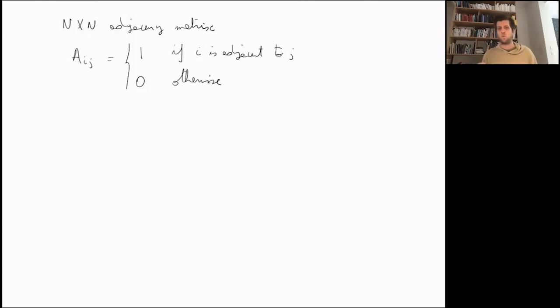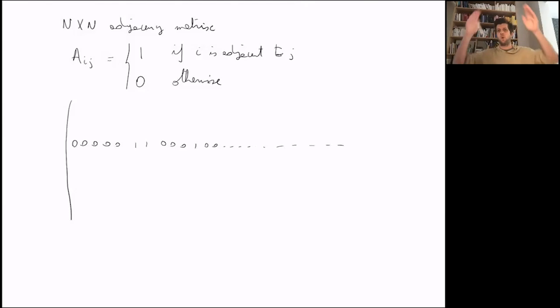Now, there's just one problem: if we don't think about it carefully, that's going to be a matrix with mostly zeros on each line in many real-life networks. You can think of Facebook again. Facebook is a graph of about 1 billion nodes. So as a matrix, that would be a 1 billion times 1 billion matrix.